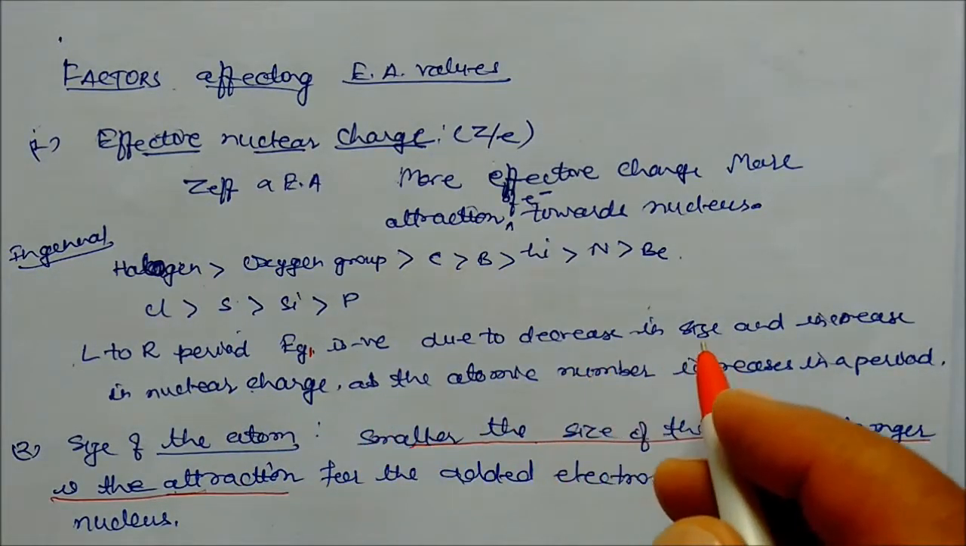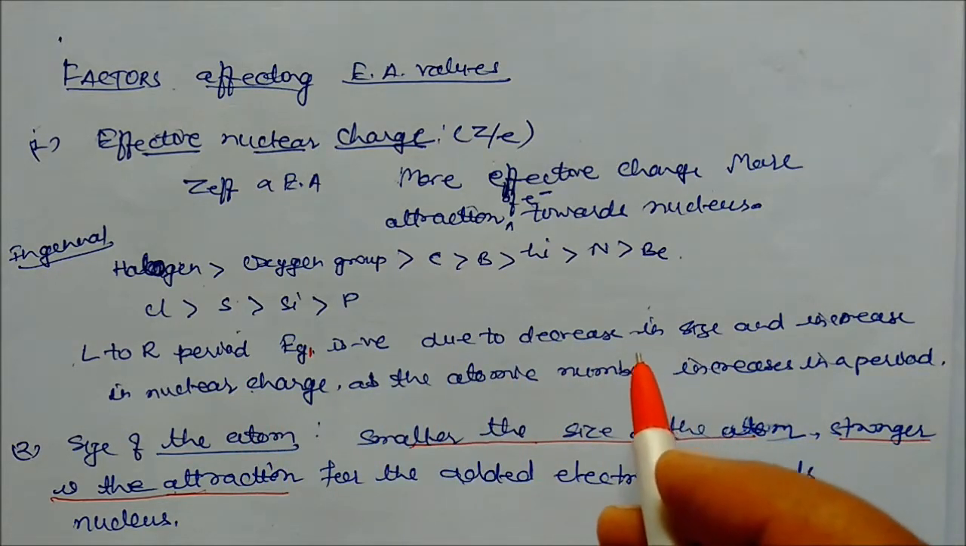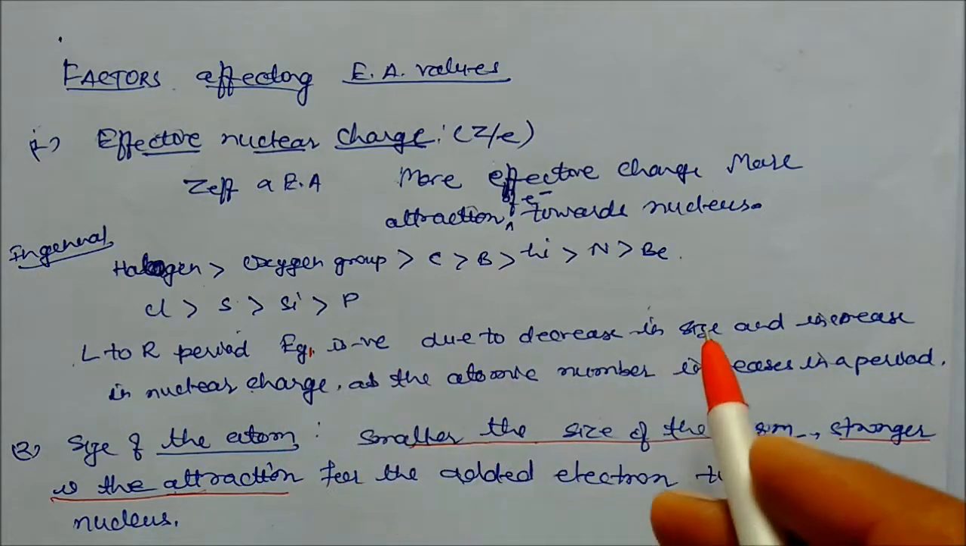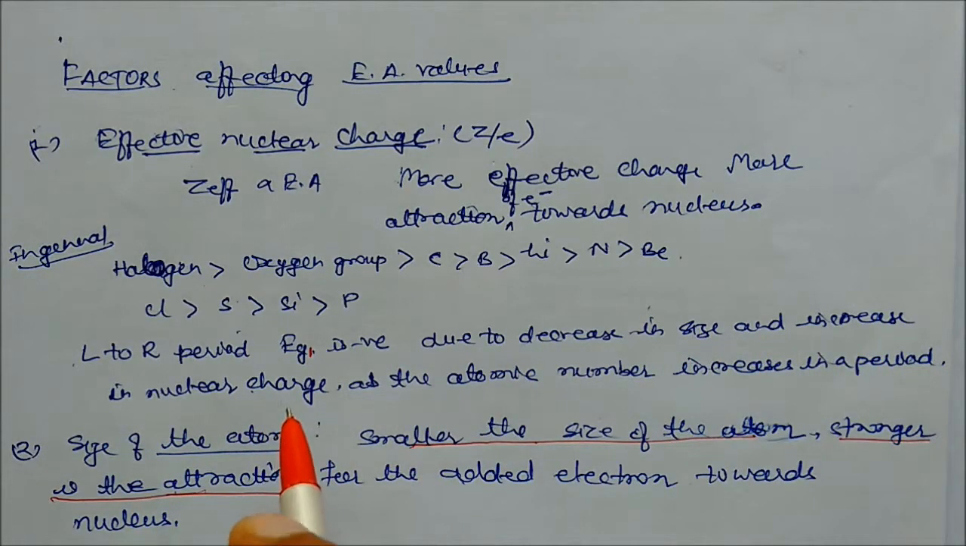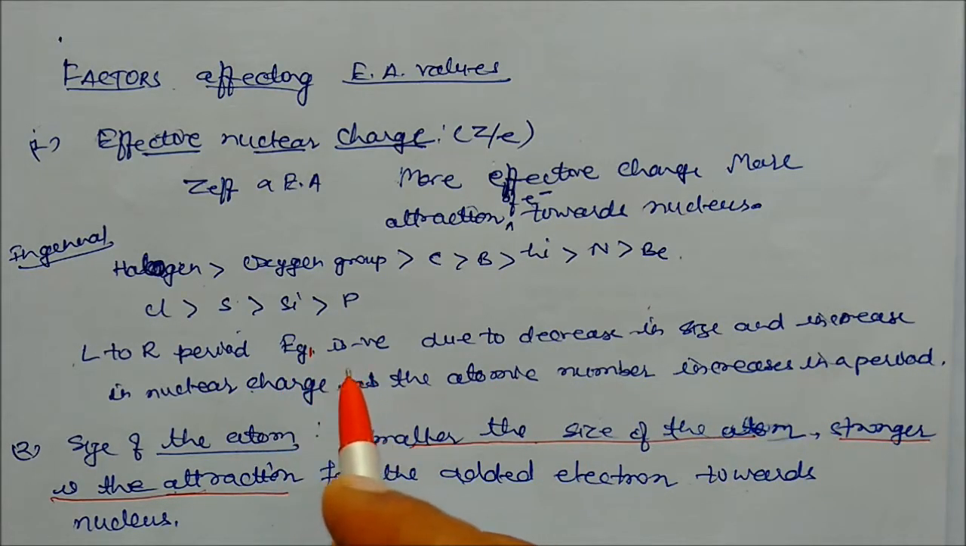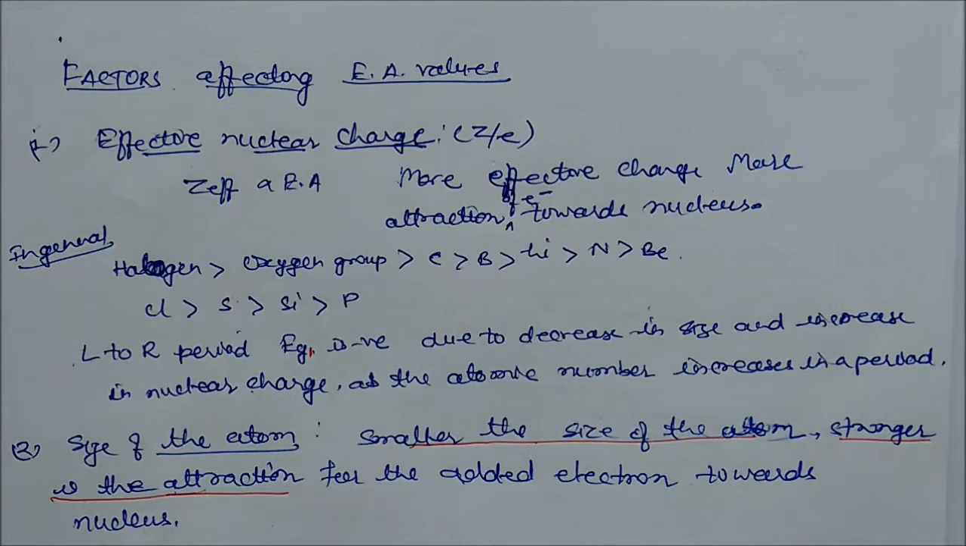Why? Because size is decreasing, like carbon, nitrogen, the size is decreasing. So electron affinity increases, and nuclear charge will increase. If size decreases, the charge automatically increases because the atomic number is increasing. So here the first electron affinity will be negative. This is one case of the dependence of electron affinity on nuclear charge. Second is the size of the atom.